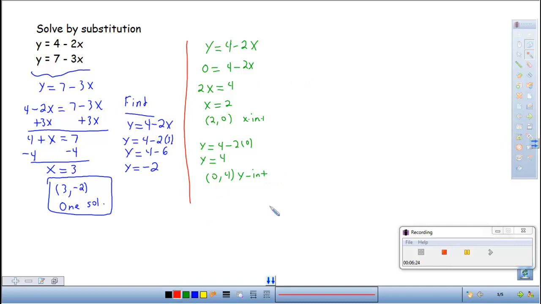Okay? And what about that second equation that we have? Let's find our x and y intercepts for that one. So y equals 7 minus 3x.